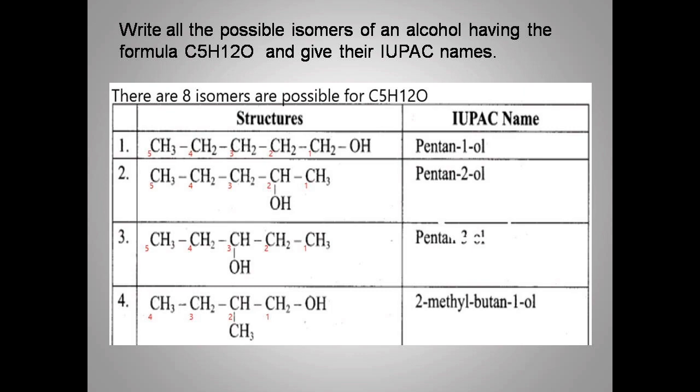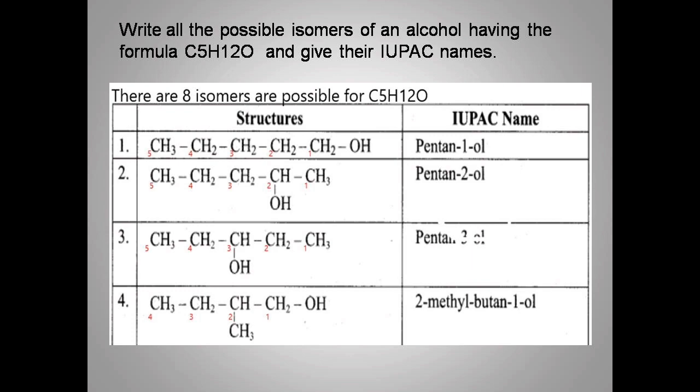For the evaluate question, C5H12O, how many isomers are possible? 8 isomers. First isomer, it contains 5 carbons linearly along with OH, so 5 carbon pent single bond ane, first carbon alcohol, so 1-ol. The second one, 5 carbons are linear along with the OH contained in the second carbon, so the name of that compound is pentan-2-ol. Third one, the 5 carbons are linear, the 3rd carbon possesses OH, so pentan-3-ol.